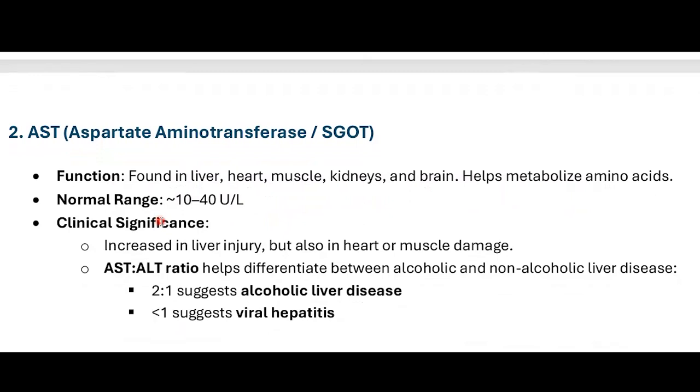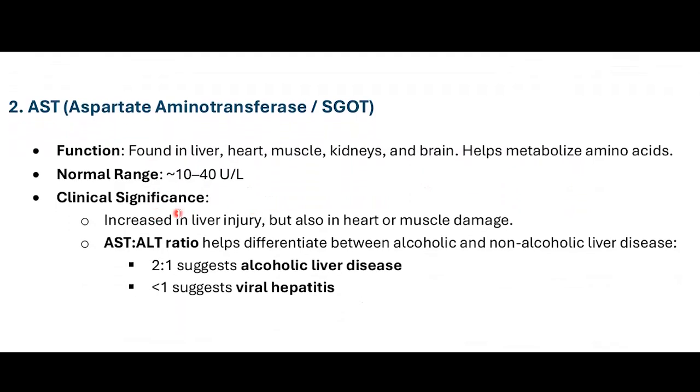Normal range of AST in our blood is 10 to 40 units per liter. Clinical significance: increased in liver injury, but also in heart or muscle damage as well. So you have to keep all these things in mind when you consider the AST in the LFT panel.